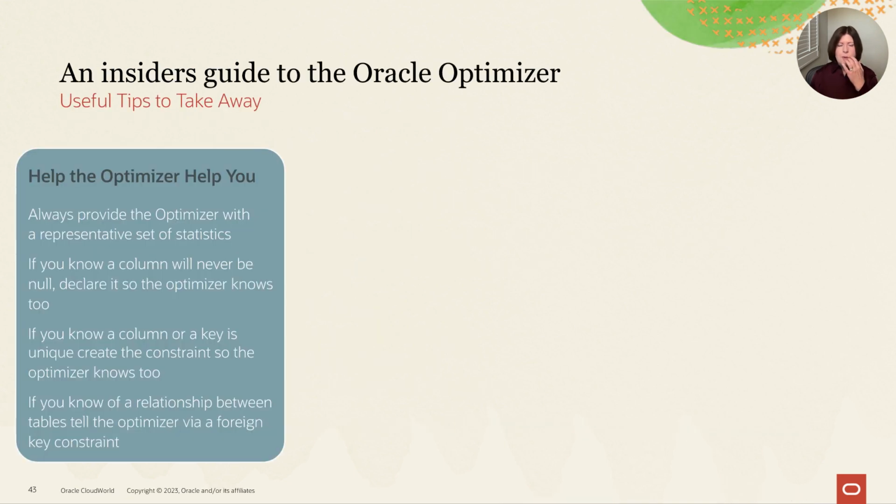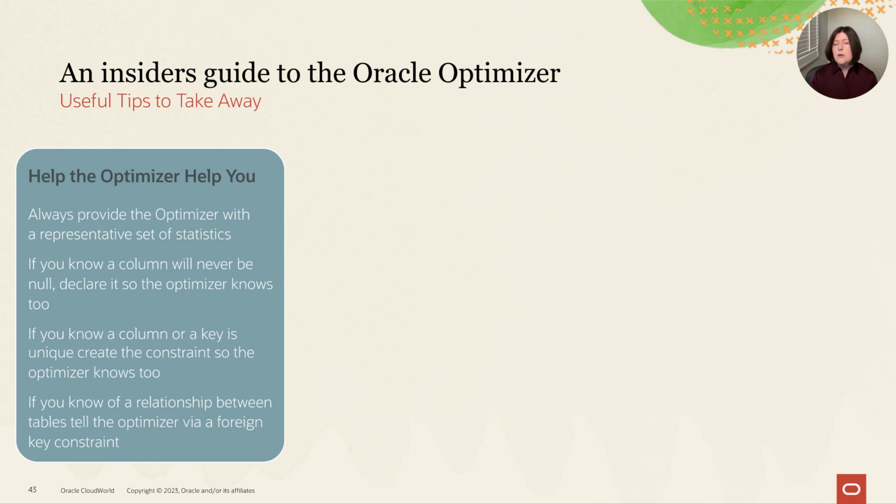So as we wrap up, I want to leave you with some of my top tips for being able to get the very best out of the optimizer with minimal effort. First and foremost, I want you to help the optimizer help you. And by that, I mean, you want to share all the information you've got about your particular environment or your particular workload. So always make sure the optimizer has a representative set of statistics for all of the objects in your schema. If you know that a column will never be null, make sure you set the not null constraint so the optimizer also knows that information.